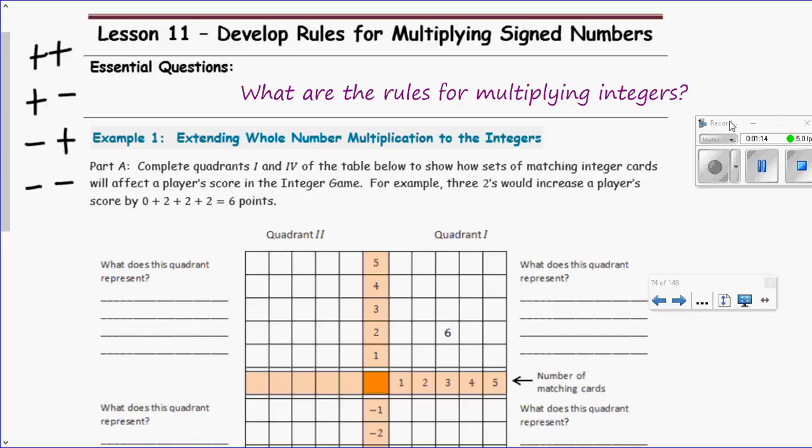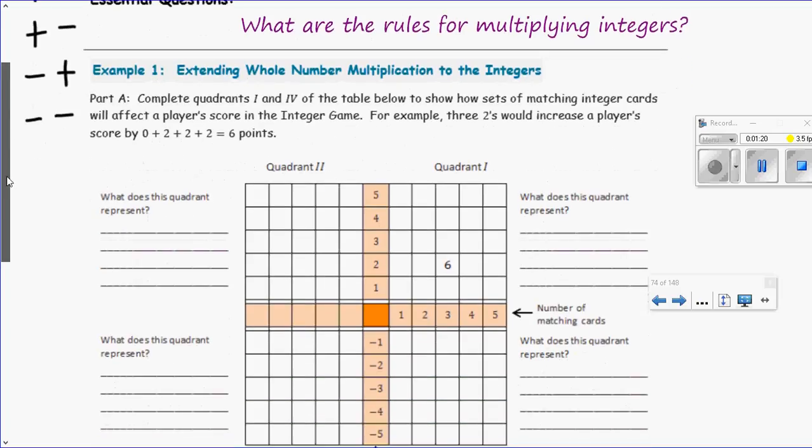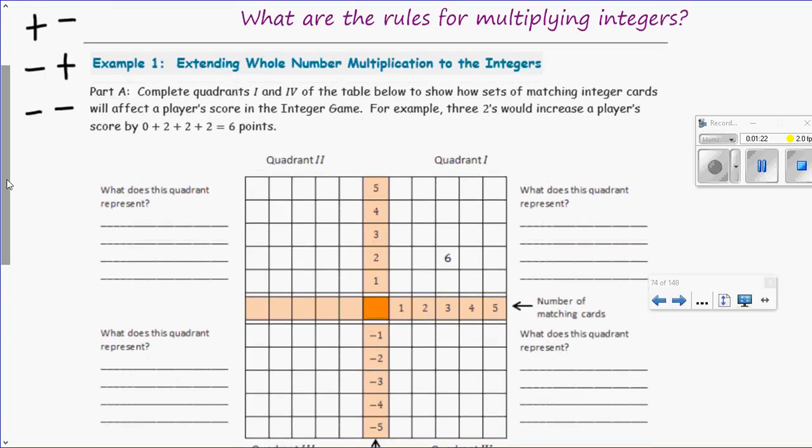So those are the four scenarios that we're going to be talking about. And you can also see in example 1 that we've got 4 quadrants going on. We're going to talk about how picking up positive cards would affect our score, picking up negative cards would affect our score, and then same thing with discarding positive or discarding negative. So the bulk of this lesson is going to be taking place right here in example 1. We're going to complete quadrants 1 and 4. Those are already set up for us.